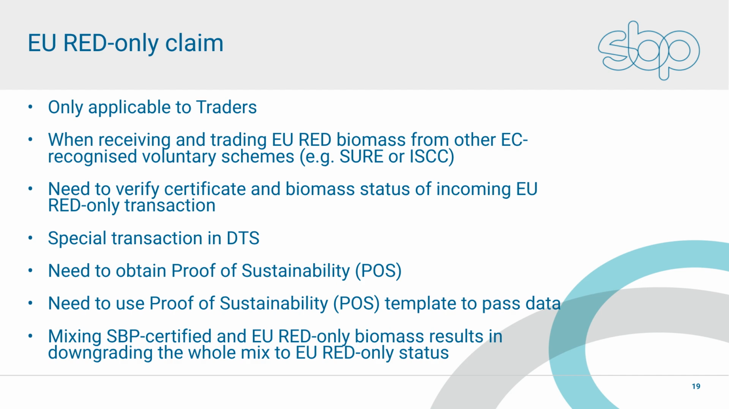It is used when a trader receives EU RED biomass certified under another recognized voluntary scheme, such as SURE or ISCC. In that case, the trader must verify both the certificate and the biomass status of the incoming EU RED-only transaction. These transactions are handled as a special transaction type in the DTS. The trader must obtain a proof of sustainability, and use the POST template to pass data along the supply chain. If SBP certified biomass is mixed with EU RED-only biomass, the entire mix is downgraded to EU RED-only status.